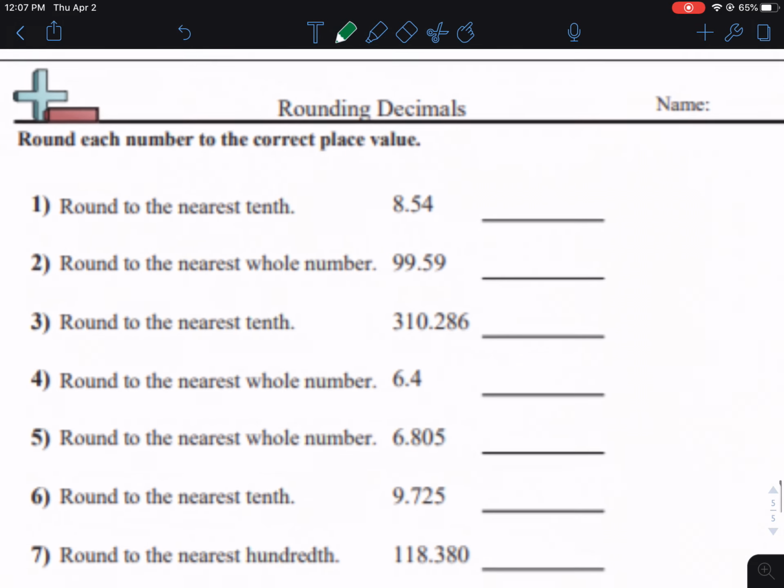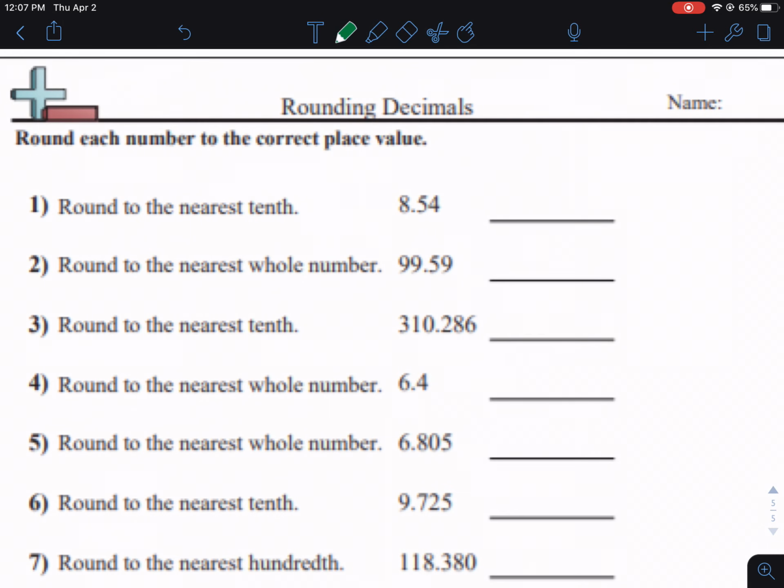Now let's look at some examples from some work. It says round to the nearest tenth, number 1. What number is in the tenths place? If you look at your chart, it's going to be the number 5. We look at the number to the right. So 4. Is 4 bigger than 5 or smaller than 5? It's smaller. So does it go up or does it stay the same? It stays the same. So my answer is 8.5.